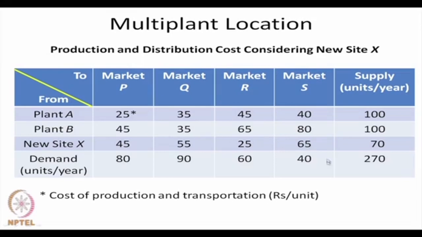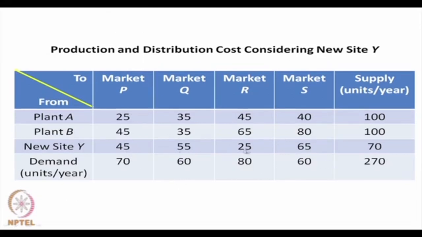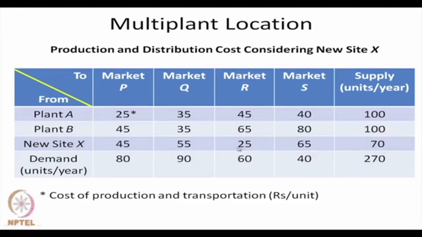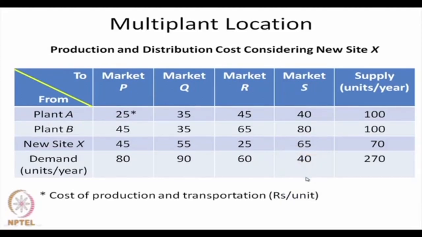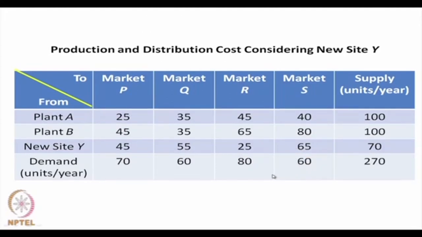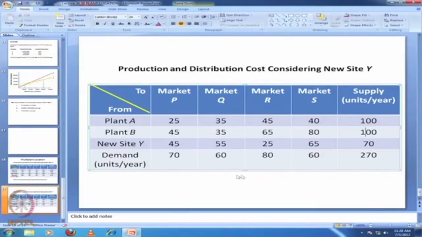65. Now, the corresponding figures for market Y are different. The corresponding figures for plant A and plant B, the entries are the same, but for the new site Y, the values are different. For example, they were 45, 55, 25, 65, and now this could be anything else, but not exactly the same.